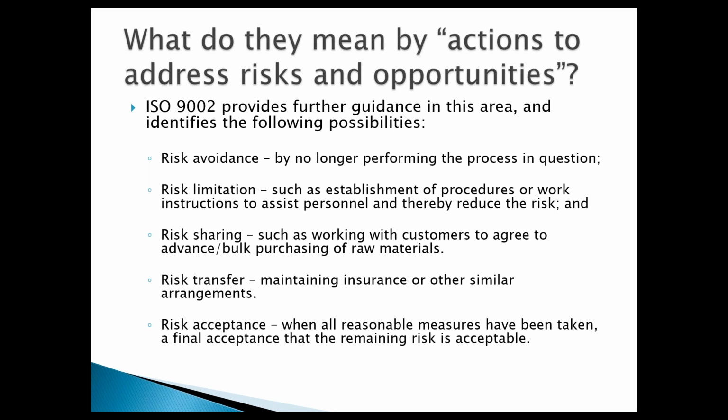You can think, well, if raw material availability is an issue, maybe we can work with our customer and agree on bulk purchase in advance of the raw materials. Risk transfer. This could be things like maintaining insurance. And then finally, risk acceptance. When you've executed all reasonable measures, accepting the remaining residual risk.